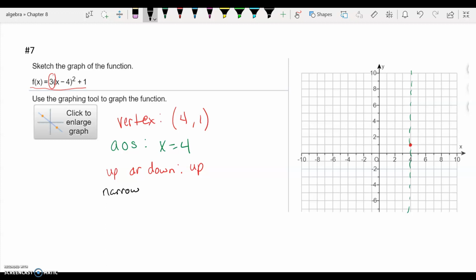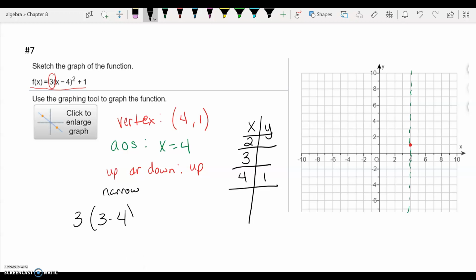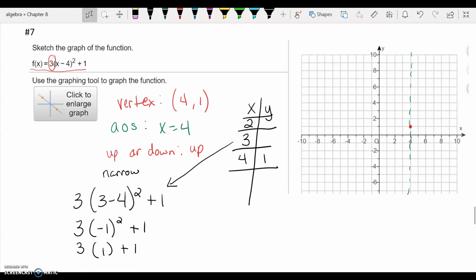But how can we figure out some points that are going to make it narrow? So let's talk about this. If 4, 1 is my middle, I can use points to the left and to the right of 4 to graph some other points. So let's say 3, because it's to the left of 4, and 2. Now let's plug in 3 and solve it. So 3 times 3 minus 4 squared plus 1. So that's what I'm doing right here. I'm plugging in 3 and solving it. I get 4. So 3, 4 is a coordinate I could use.